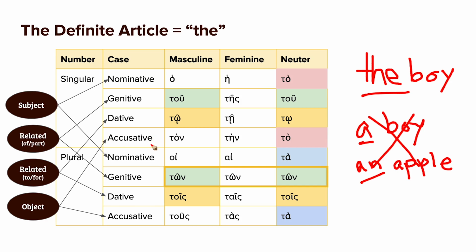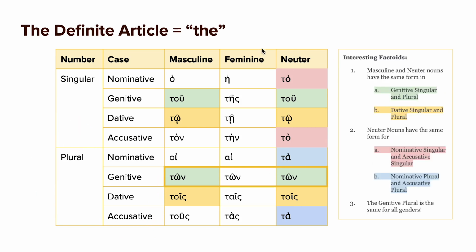And then I hit the boys, as I mentioned already. All right, so simplifying this slide a little bit, we have singular nominative, which can be either masculine, feminine, or neuter. For a masculine noun, you would have the article ho. For a feminine noun, it would be he, and then to for neuter.